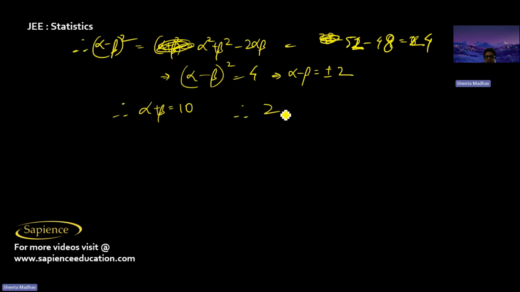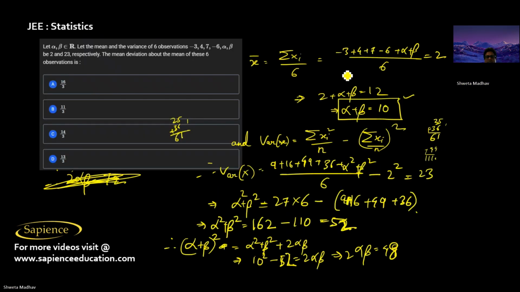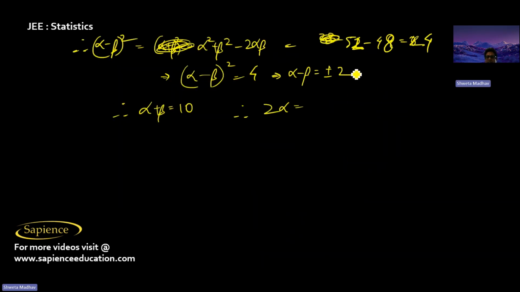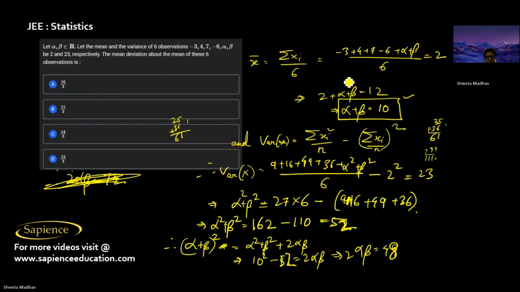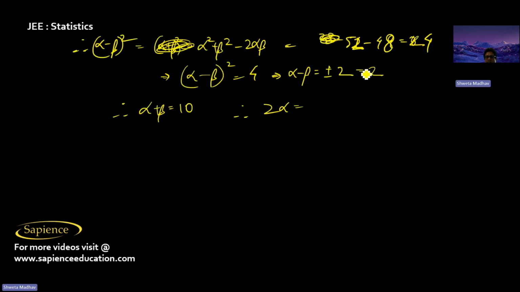So therefore 2 alpha, if we take the positive sign, means alpha minus beta is equal to 2, then 2 alpha is equal to 12. So alpha will be equal to 6 and beta will be equal to 4.